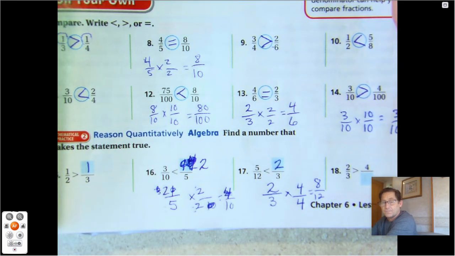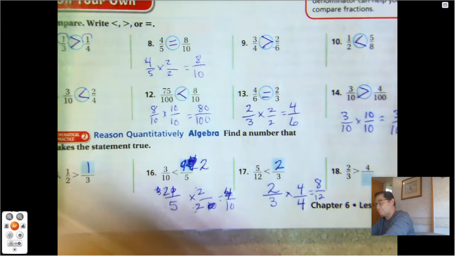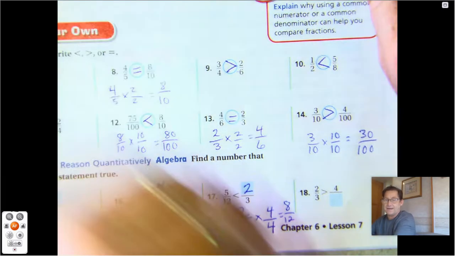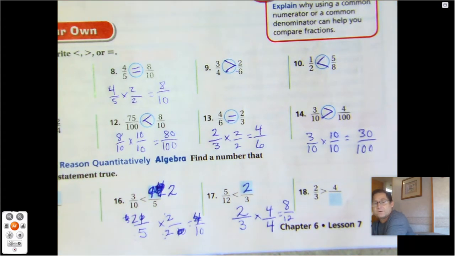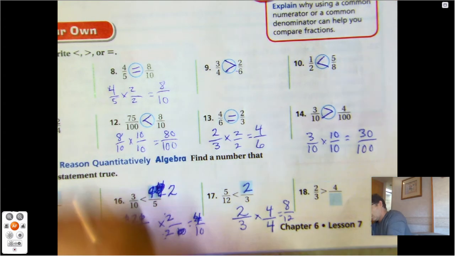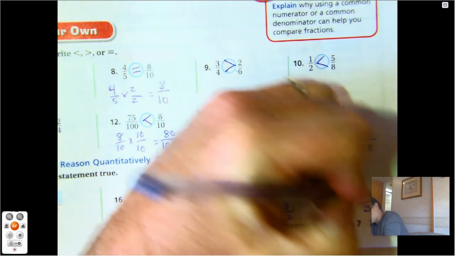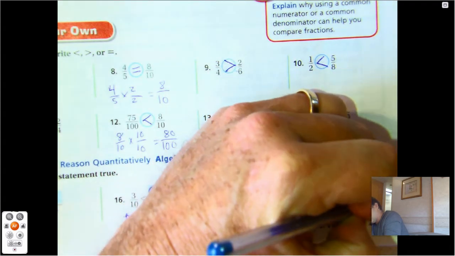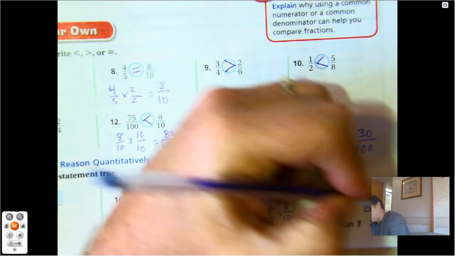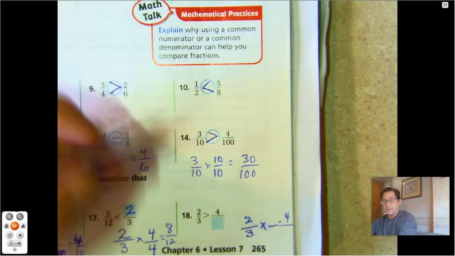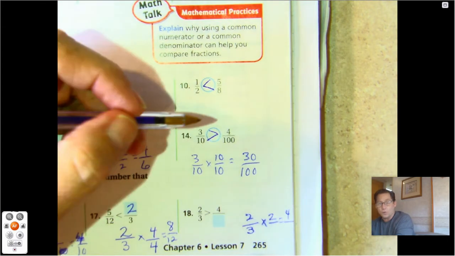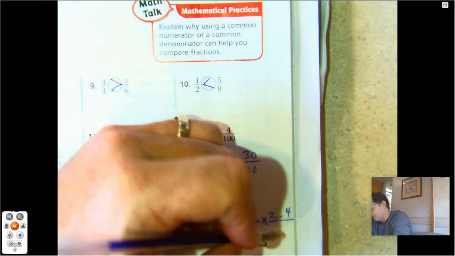Okay. Two-thirds is greater than 4 something. So it's easy to get a common numerator. So 2/3 times what would give me something over 4? 4 over something. 2 times 2 is 4. So whatever I do to the numerator, I have to do to the denominator. And 3 times 2 is 6.